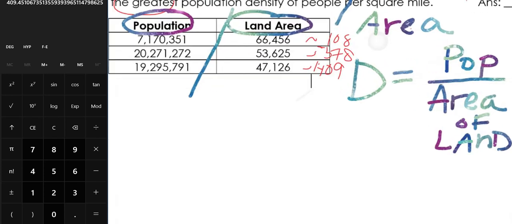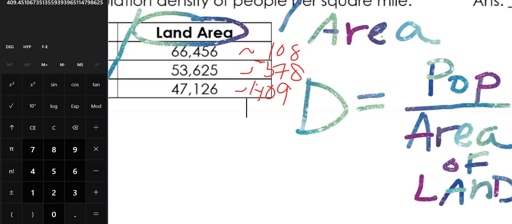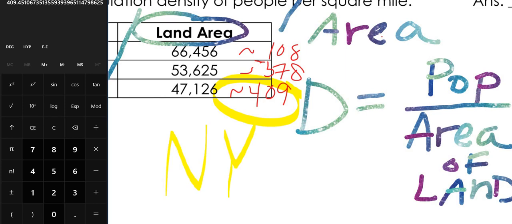Those numbers did not come out too good. Let me just try and fix this a little bit. Okay, so we have 108, 378, and 409. Your greatest population density is the 409, which is for New York. So your answer is New York. And that completes page 24.